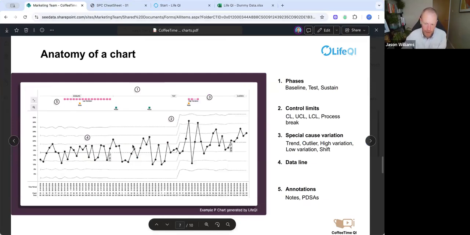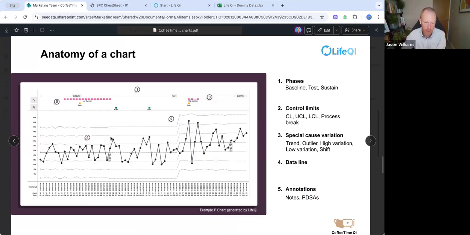I'm going to skip through some of this fairly quickly so we can get a bit more time on the demonstration. But you'll see that the thicker black line is the data line. So it's the thing that you're entering the data for. We've then got all of these other horizontal lines. You've got the center line, upper and lower control limits, and these other horizontal lines, which you'll see on some control charts, are the other parts of control limits.